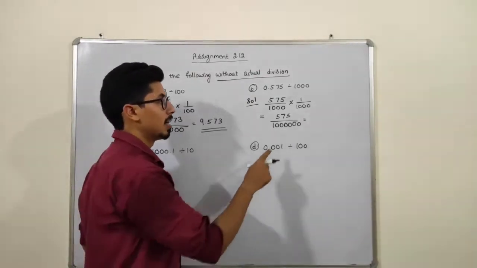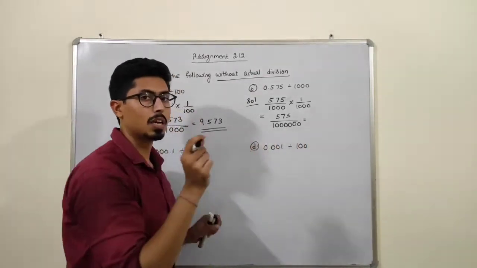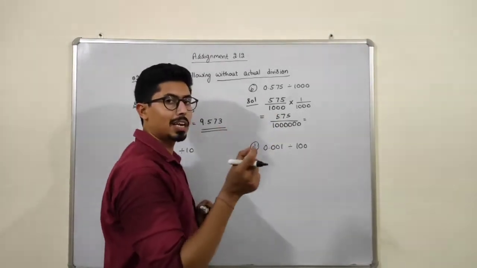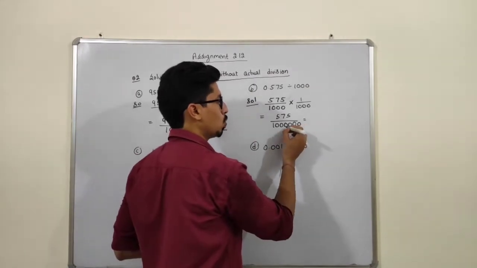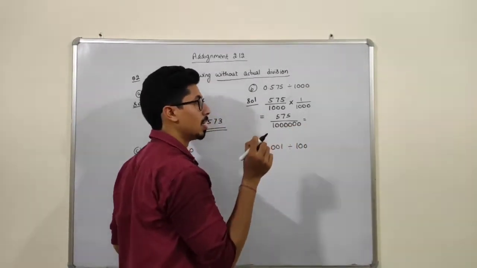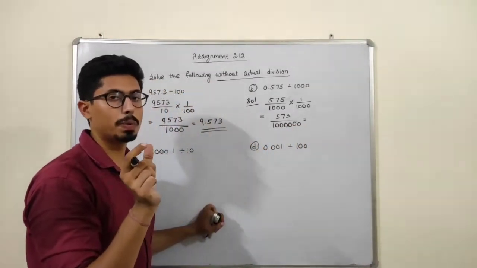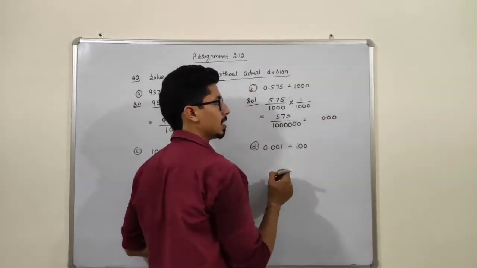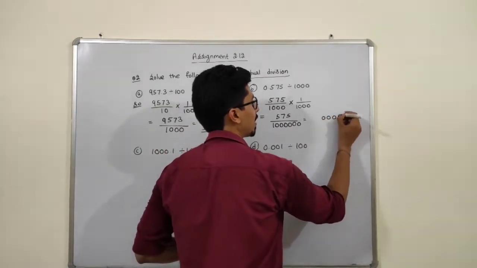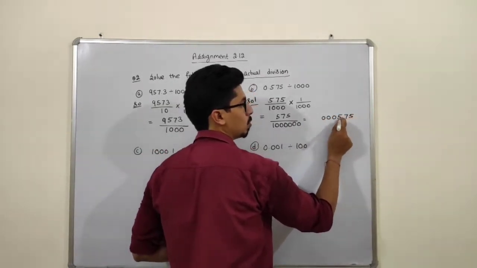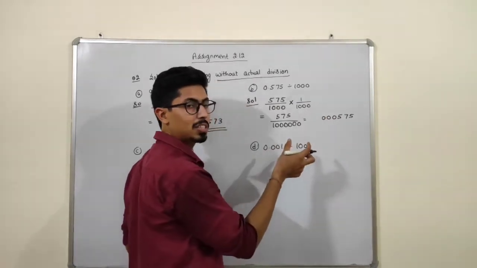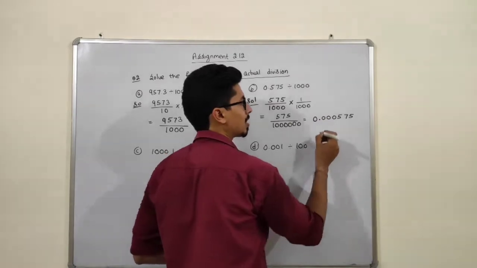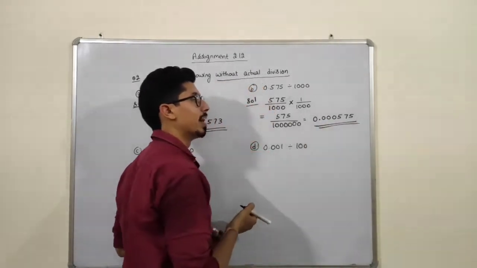Now again students, the denominator is a multiple of 10, so no need to cancel these numbers. Just directly put the decimal. So 2, 3, 4, 5, 6 decimal places. So in the numerator there should be 6 digits. So 1, 2, 3 digits before 575, okay. So 1, 2, 3, 4, 5, 6. Now 6 digits are there. Just put a decimal here, and I can simply write it like this. So this is our required answer.